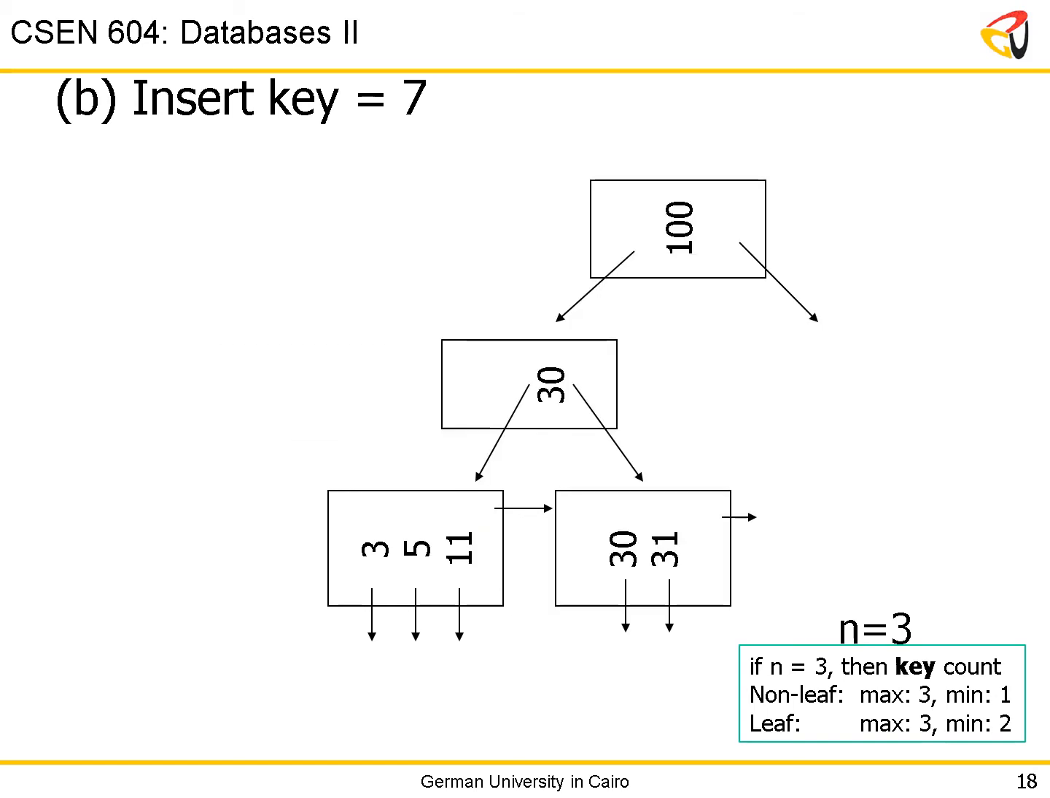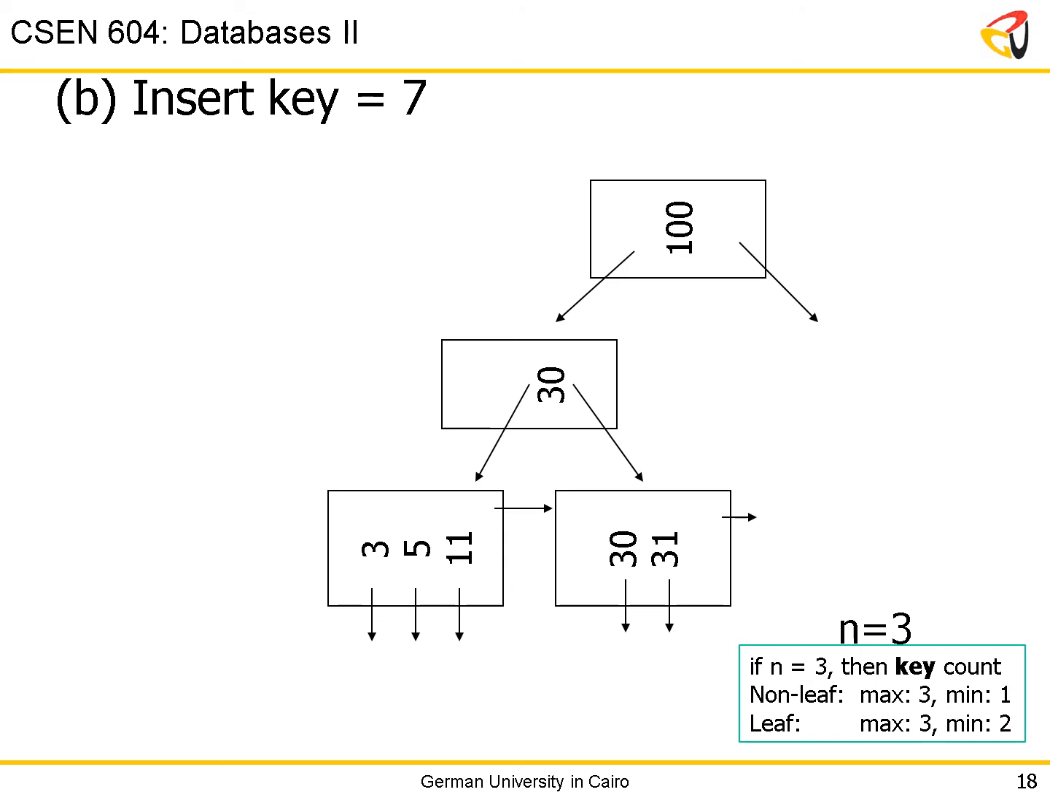Let's look at another example, where we start to see things performed in a little bit different way. So here I'm going to insert 7 for the same tree we looked at before with the same n equal to 3. 7 is less than 100, I move left to the node that has this 30. 7 is less than 30, I move left of 30 to a node that has 3, 5, and 11. Now here is the problem. This node is full. N is equal to 3. The maximum number of keys I could have in a node is 3, and I'm already at that maximum. And these maximums and minimums are enforced to make sure that the tree is always balanced.